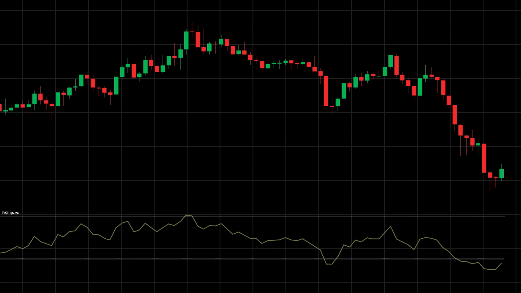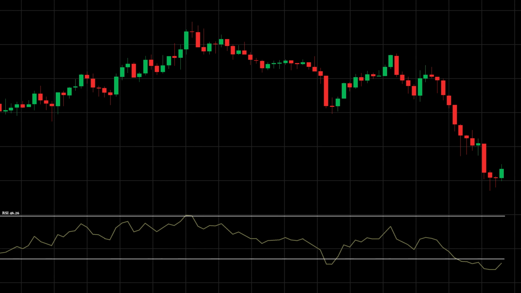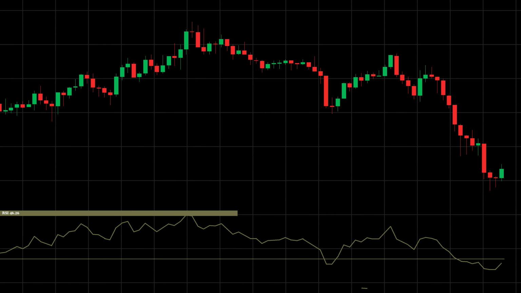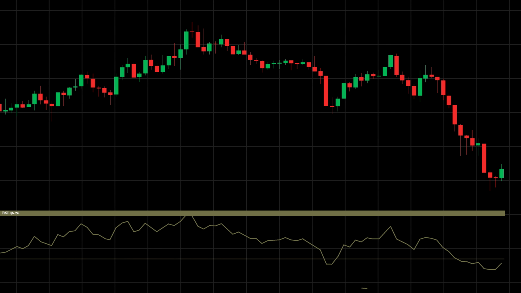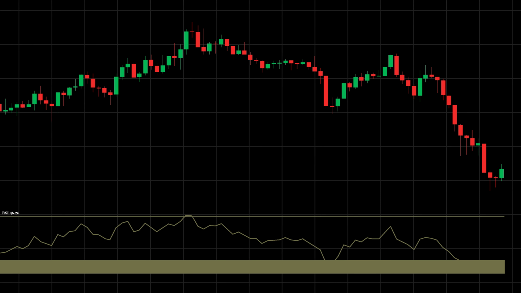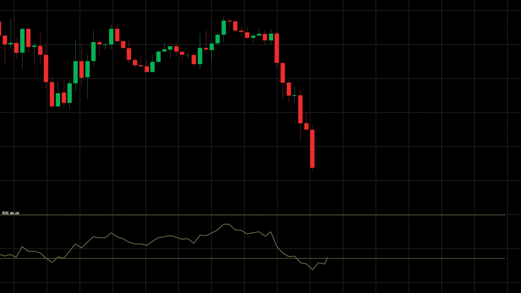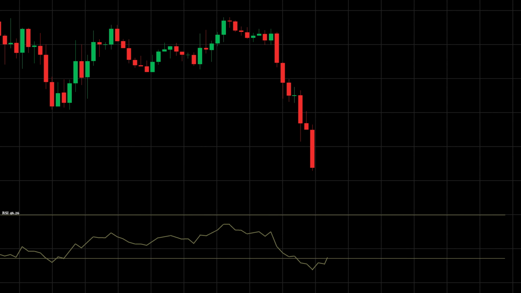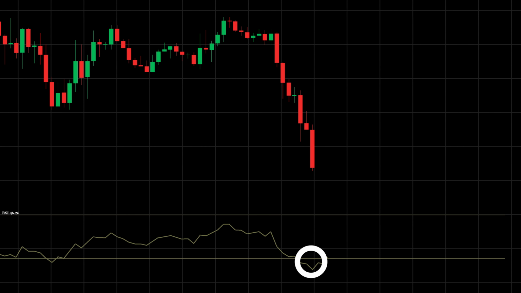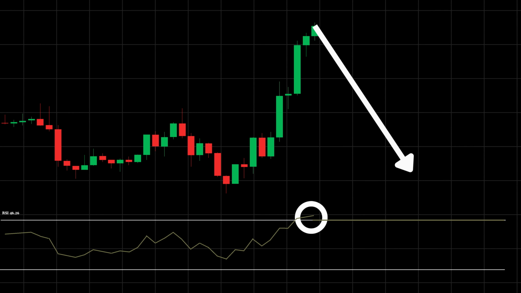Now, when you open the RSI indicator, you'll notice a single line along with two key levels marked at 70 and 30. If the RSI moves above the 70 level, it suggests the market is in an overbought state. On the other hand, if the RSI drops below the 30 level, it signals the market is in an oversold condition. A big mistake that many traders often make is assuming that once the RSI reaches the oversold level, the price will immediately start moving up, and when it hits the overbought level, it will instantly start falling.